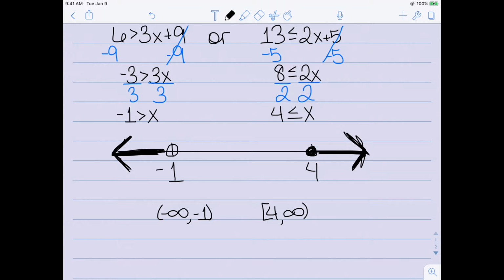And we want to include one or the other, so we use this symbol that looks like a U. It stands for union, which just tells us that we have to be in one of these two intervals. We don't have to satisfy both. We just need to be in one of the two.